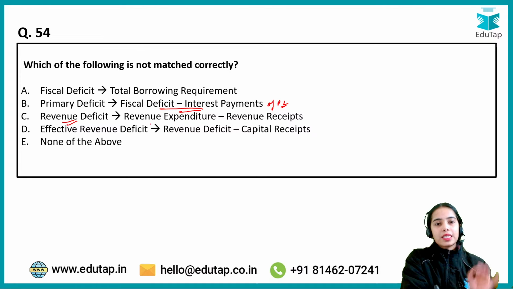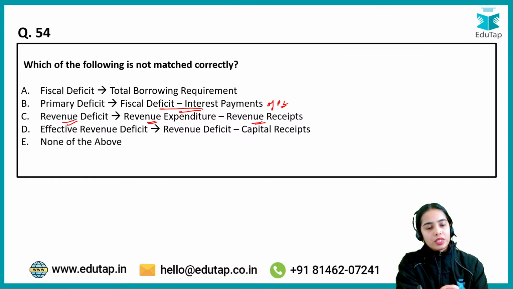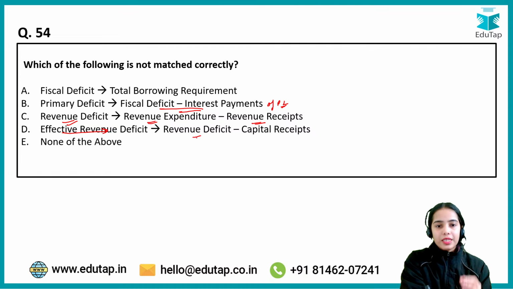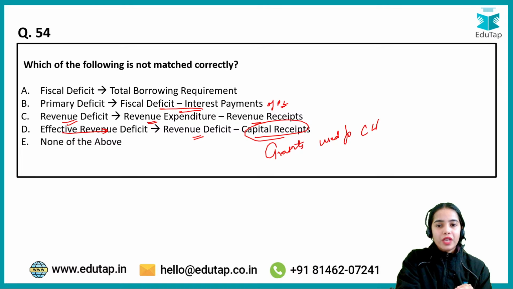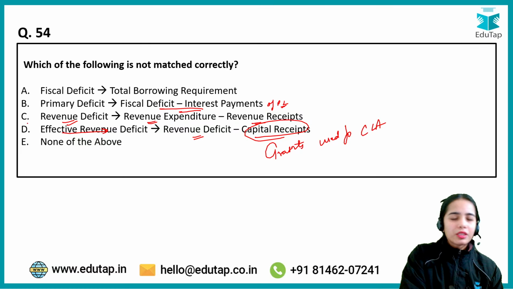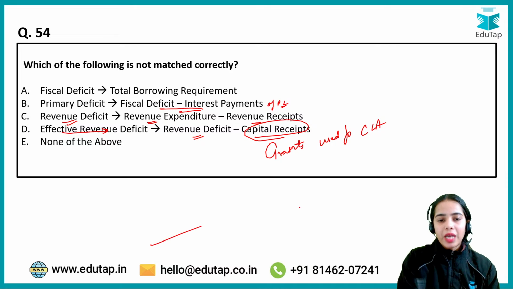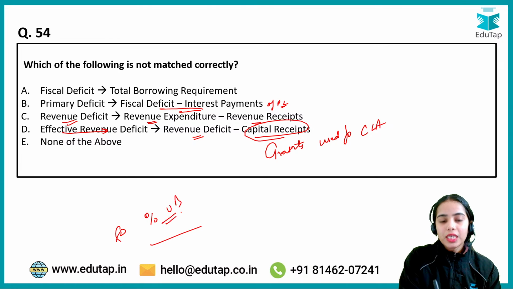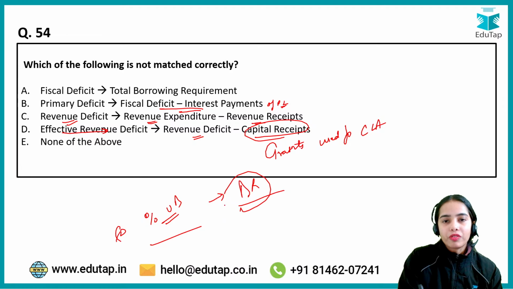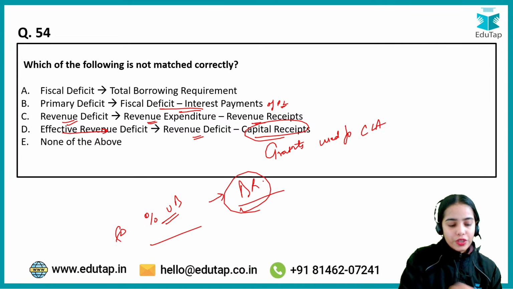Revenue deficit is the revenue expenditure minus revenue receipts. Effective revenue deficit is revenue deficit minus grants used for the creation of capital assets. Remember the formulas, so that if a fill in the blank question comes about fiscal deficit, what is the percentage in the union budget, and it shows the dash, the borrowing requirement of the government, you can answer it if you know the formulas.